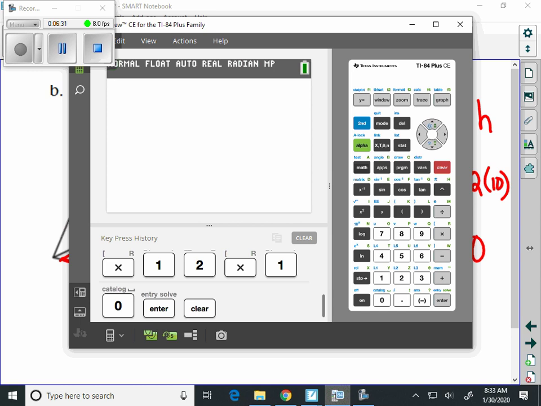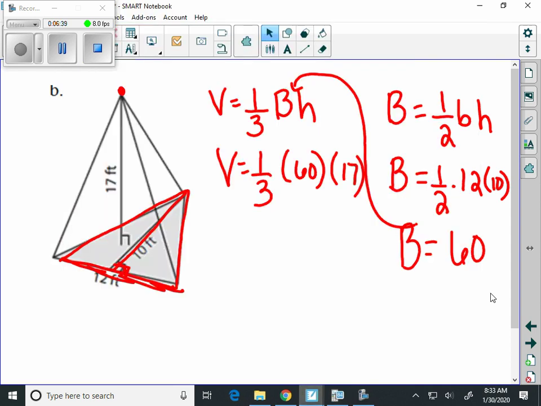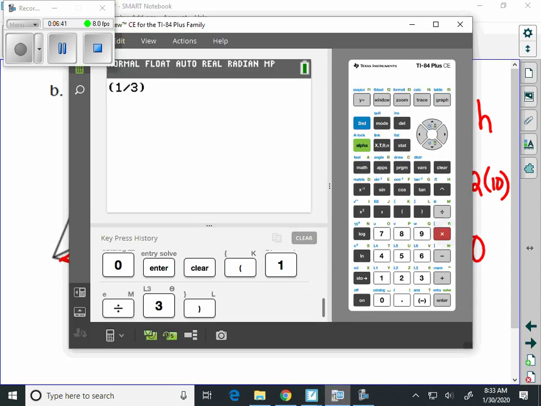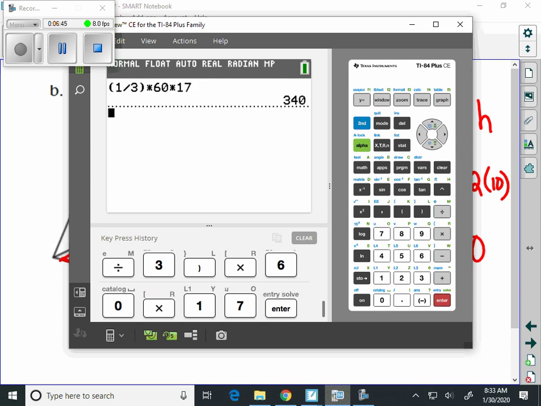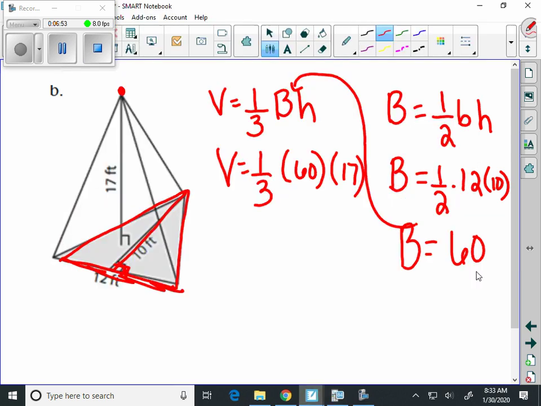Once again, if you are using a calculator, you do not have to have a fraction button. It's going to be 1 divided by 3 times our 60 times 17. And then we're going to get our volume of this triangular prism because the base is a triangle. We end up with 340 feet cubed.